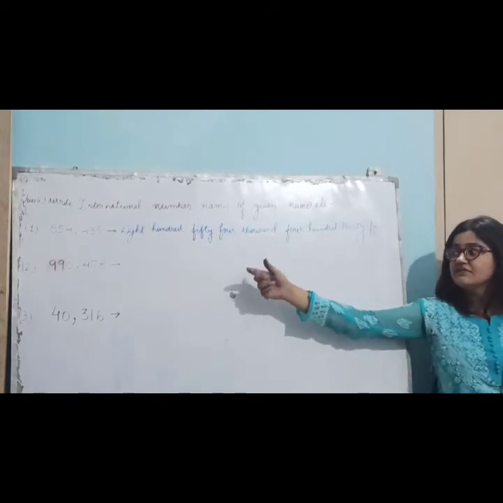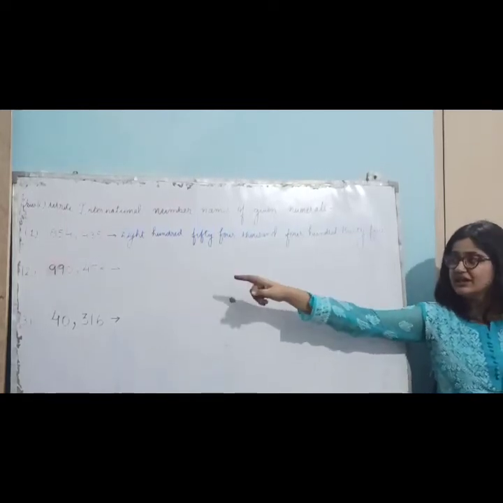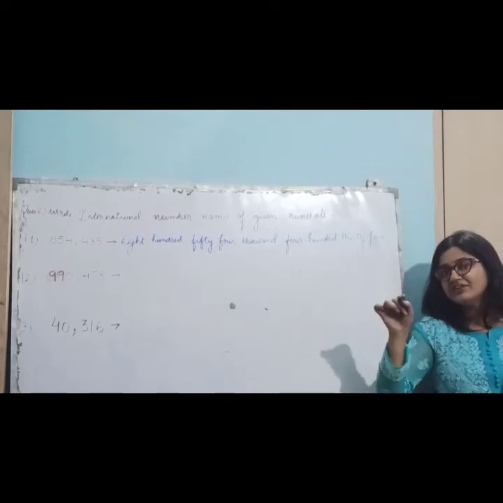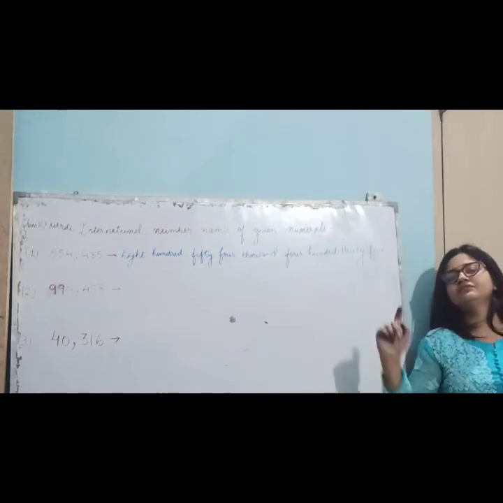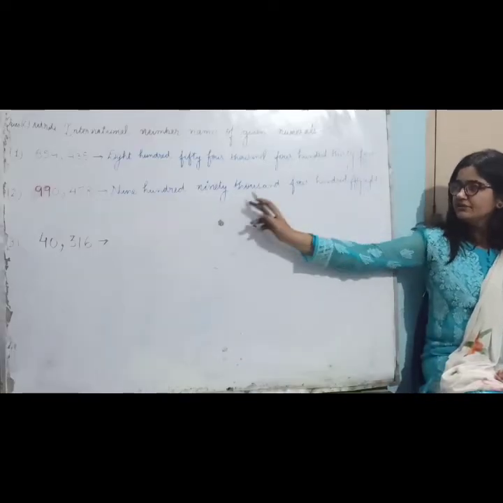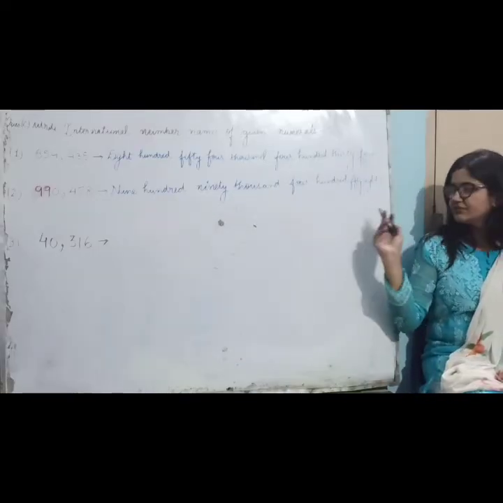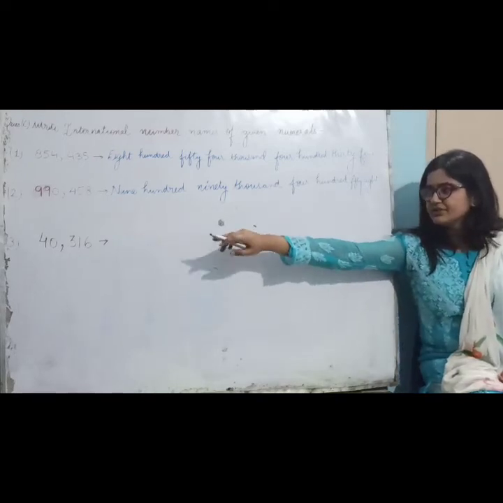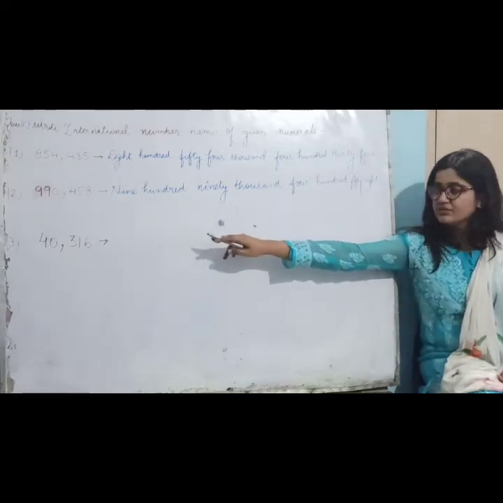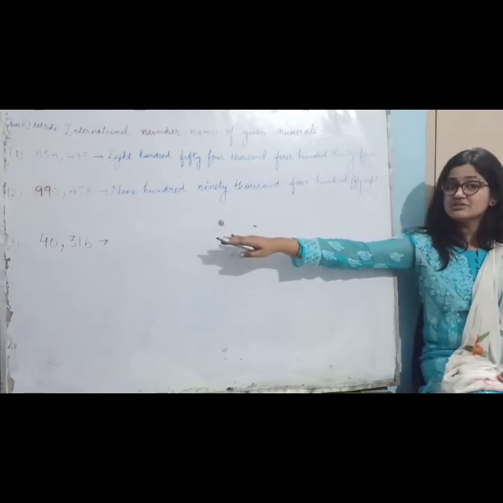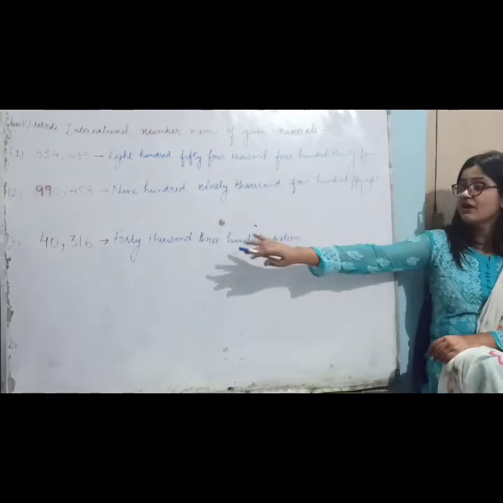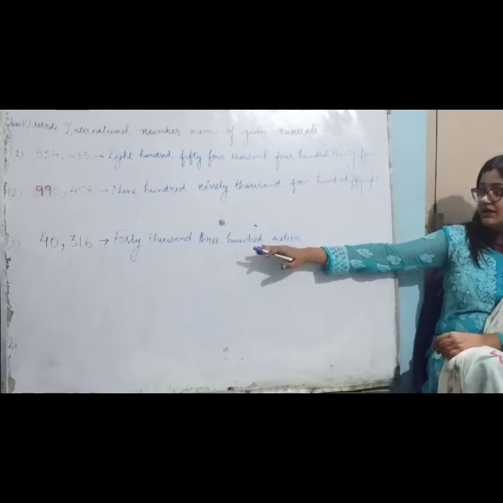Now the next number. 990,458. 458 is 458 and 990 is 990. So 990 thousand 458. See the last one. 40,316. So the answer will be 40 thousand 316.